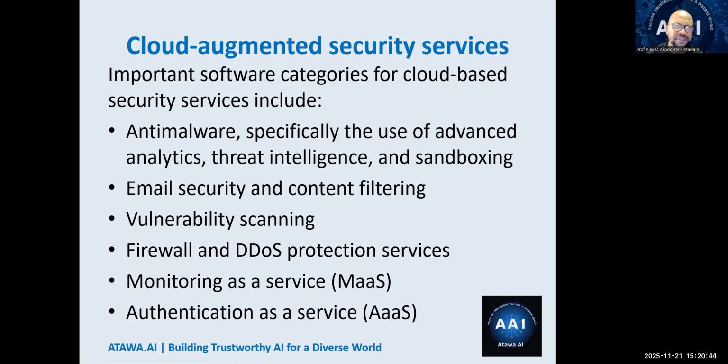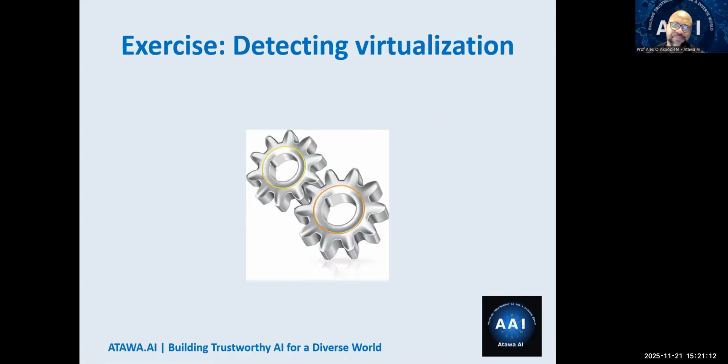Cloud augmented security services: anti-malware, email security, content filtering, vulnerability scanning, as I just said, firewall and distributed denial of service protection, monitoring as a service. These are cloud-based security services that you can sign up for. Authentication as a service, AAS. So that's why I said you now have everything as a service, XaaS, right?